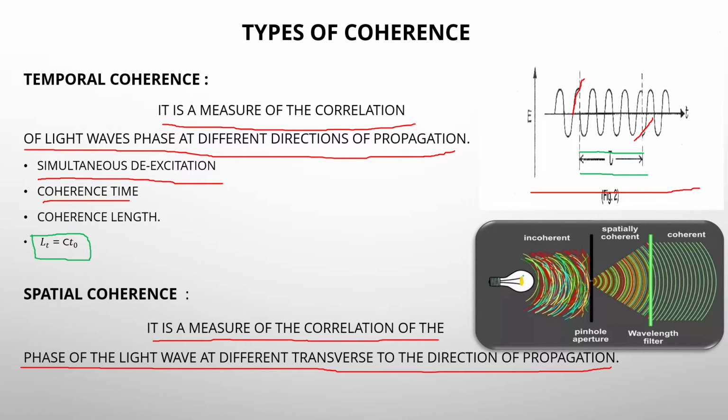The light rays coming from our normal bulbs are an incoherent source actually. If you have a pinhole aperture, like the one you use in the single slit experiment, you will get a spatially coherent source immediately after that pinhole aperture. And if you use a wavelength filter which allows only a single wavelength, then you will get a coherent source of a fixed wavelength. That is the major difference between temporal coherence and spatial coherence.